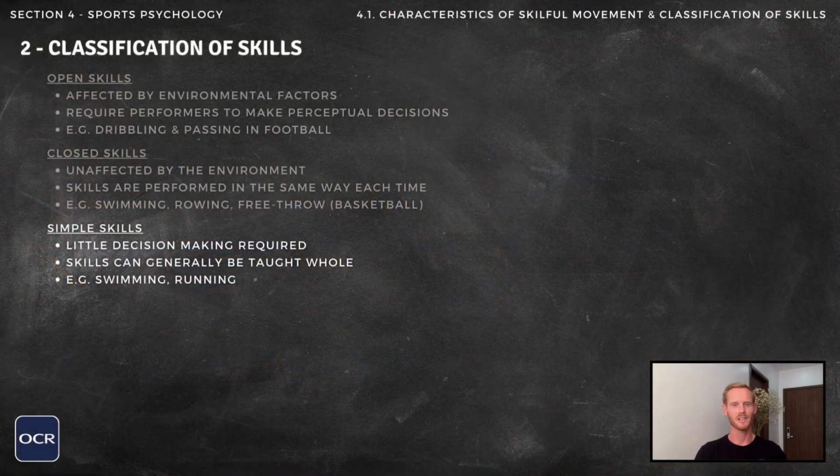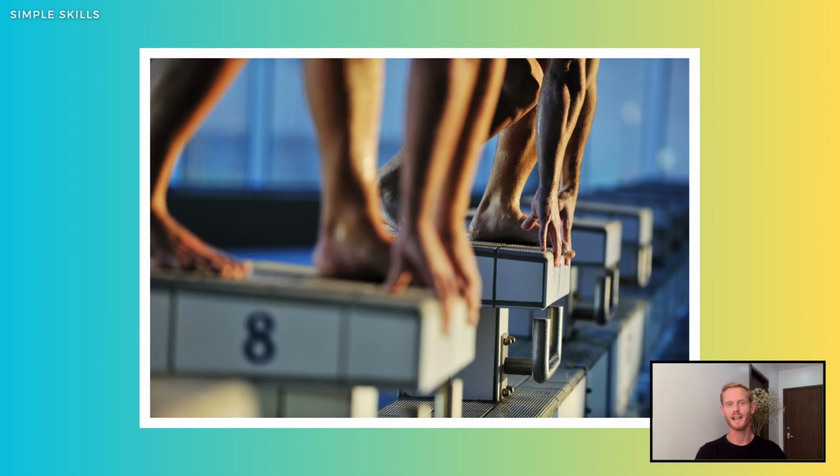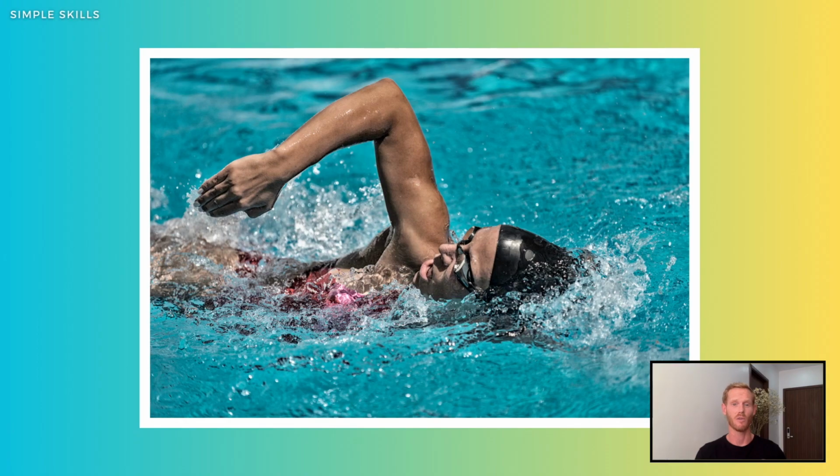It's not completely closed, however, as environmental changes such as the wind may influence how the skill is performed. Next, simple skills are those that require little in the way of judgments or decision-making, and as a result, they can generally be taught whole. Examples of simple skills include running and swimming, where very few decisions, other than to dive at the start of the race and perform the stroke, need to be made.